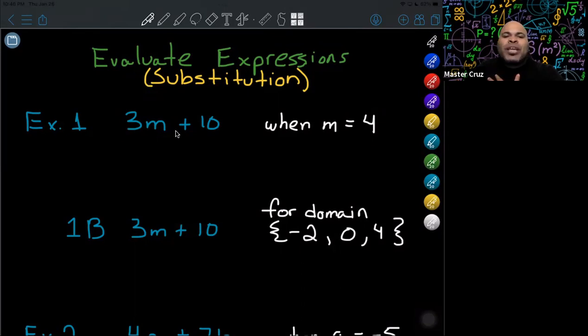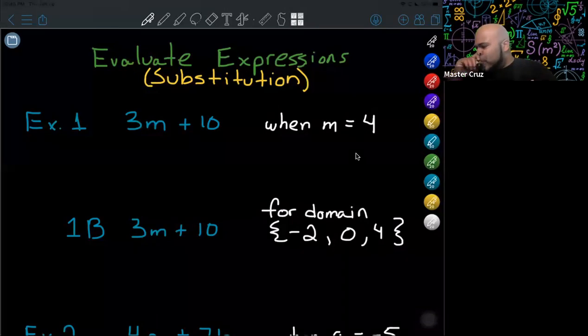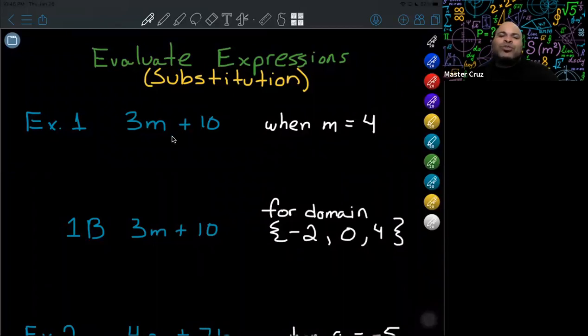Example 1, 3m plus 10 when m equals 4. So what do we want to do? They're actually giving you the answer for the variable. So there's no need to do inverse operations. There's no equation. There's no equal sign, right? They're just letting you know what m is.